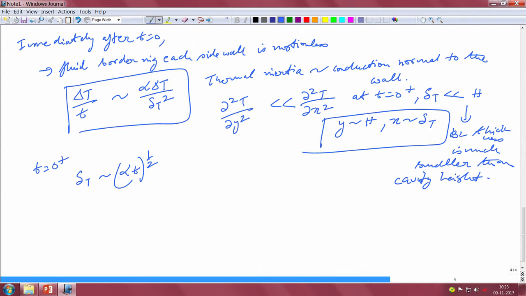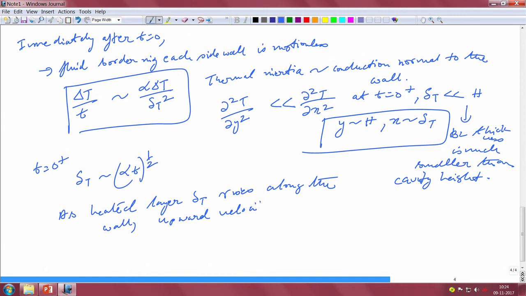Now, as this layer starts to heat, this delta t, there is a velocity scale that now gets imposed, right. A velocity scale automatically originates. So, as this heated layer, delta T, rises along the wall upward, a velocity V is induced.